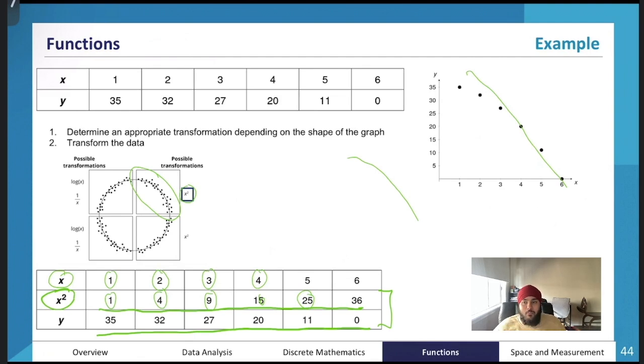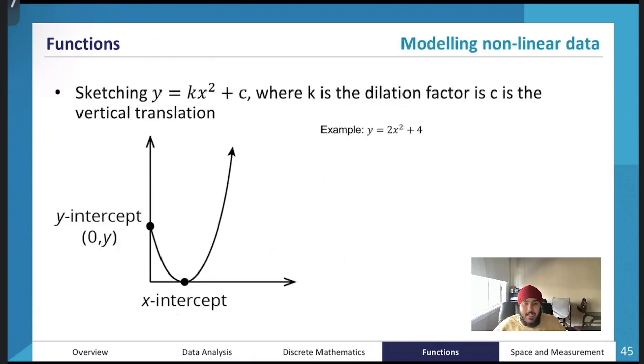Okay, so now let's look at modeling nonlinear data. So, we looked at linear data, and linear data can be modeled by a linear regression line.